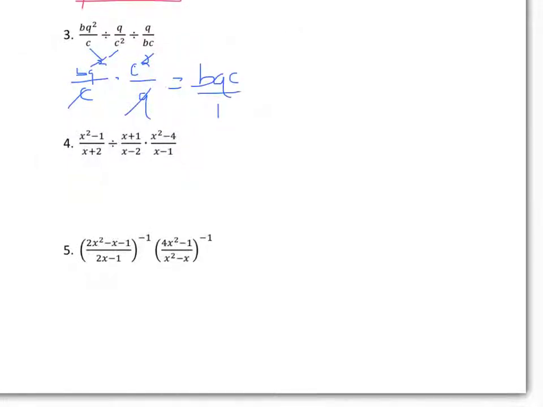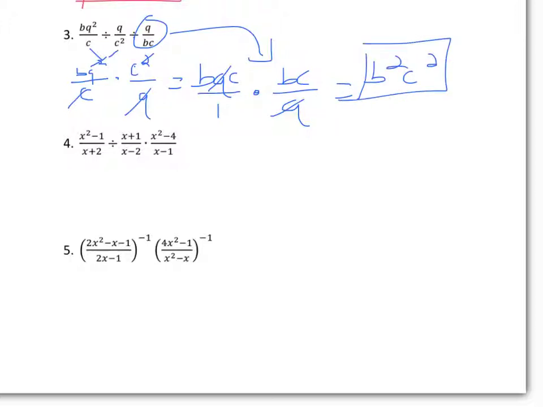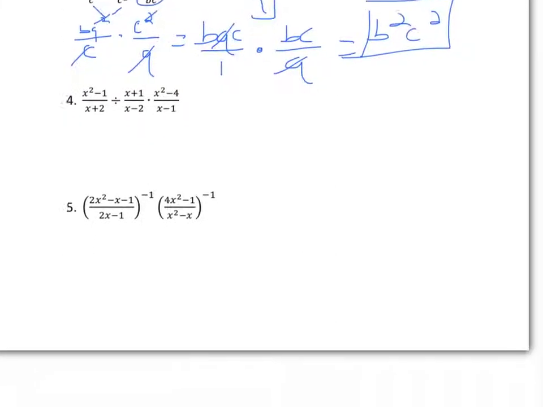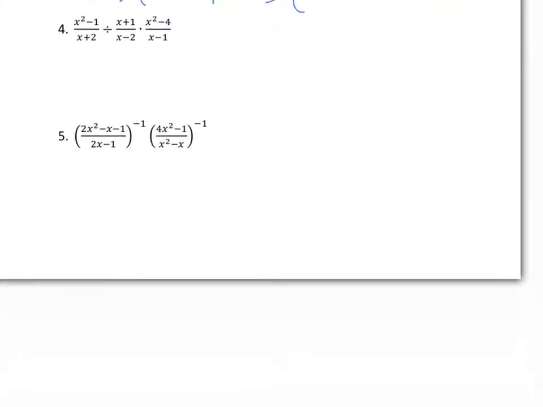BQC over 1. I like to write it like that when I've got another fraction to divide by. We need to bring that down, but we're dividing it, so we need to multiply by the reciprocal. So we've got BC over Q. Q's cancel out. We're left with B squared, C squared, and that's the final answer. Number 4 here. This is where we actually get the polynomials involved instead of just monomials.